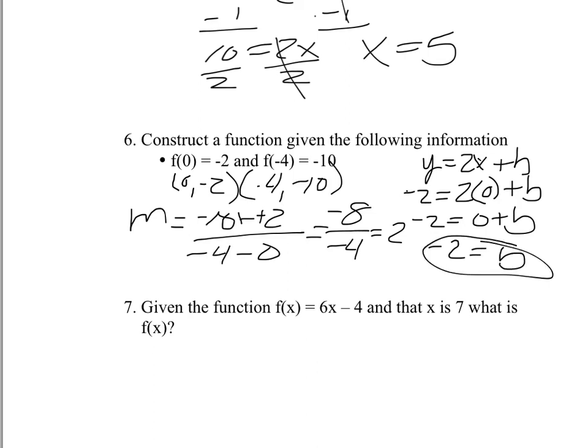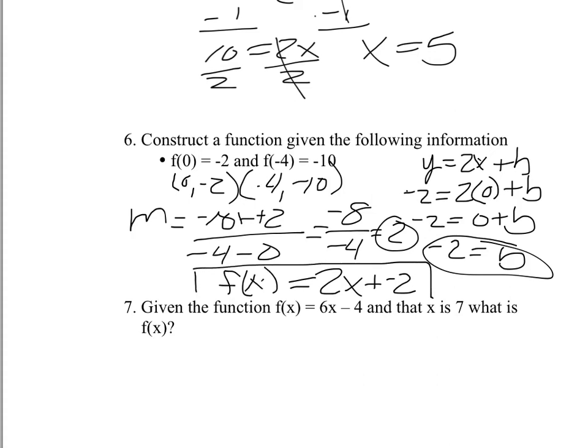So there's b, there's m. So y equals 2x plus negative 2. And actually, I should take the y out, and we're going to put the f of x in there instead. So f of x equals 2x plus negative 2.